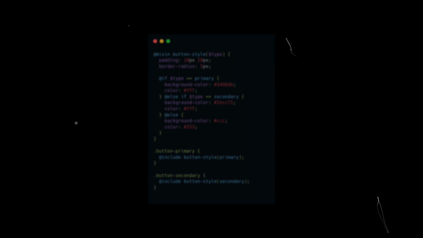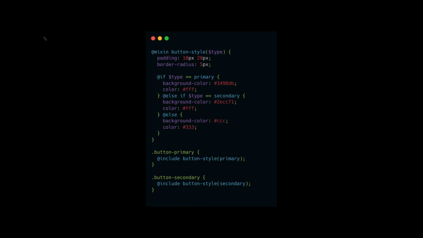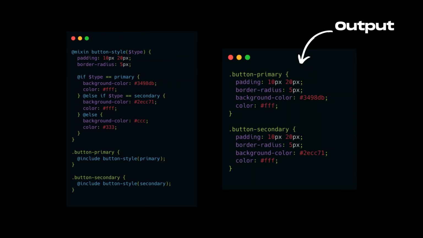As in programming languages, you can control the flow of your styles using the if, else if, and else directives. This is helpful for applying different styles depending on specific criteria, such as breakpoints, themes, or other design choices.